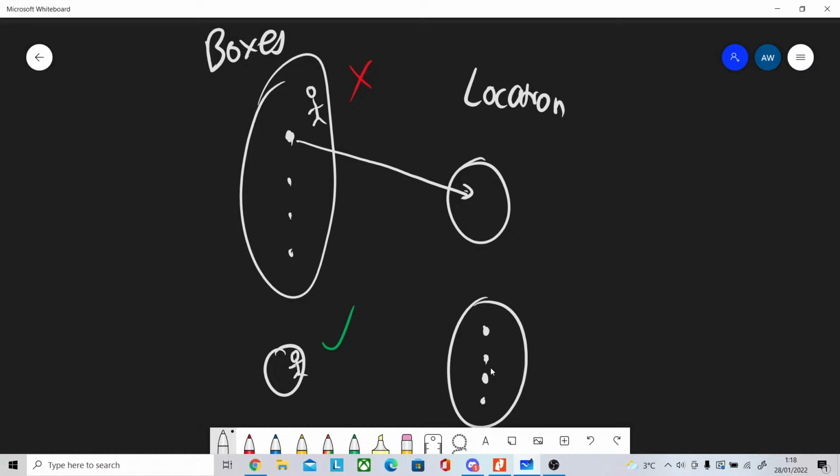That's why there is no mapping here, but over here it is indeed a valid mapping. Because it is an instruction, and you successfully completed the instruction. Because there are no boxes there, the instruction is automatically completed.